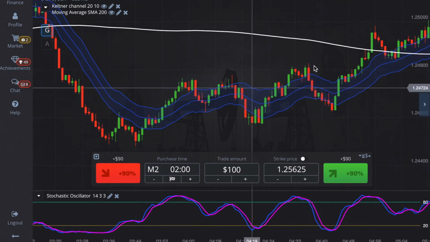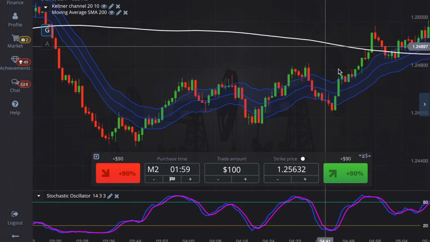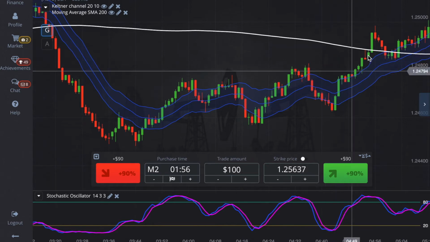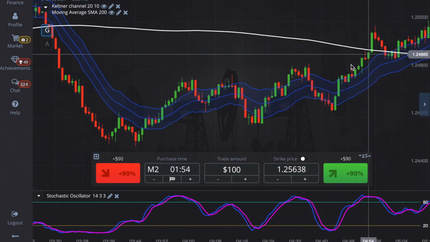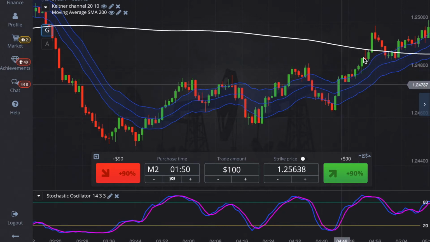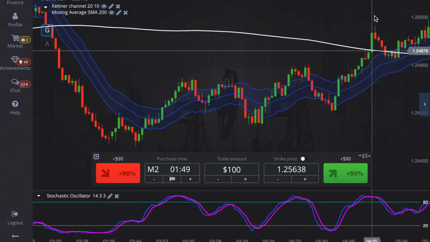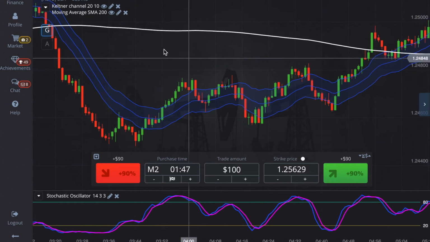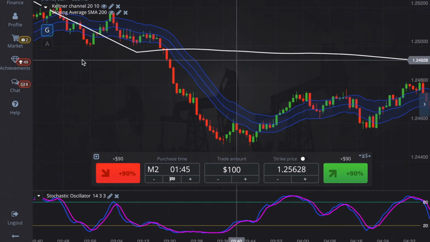But the closer we get to the white line, as you can see, the more ambiguous the trends become, and it starts to swing. It shoots right up. Even here, the reverse of this, I'll show you if it ever lets me.